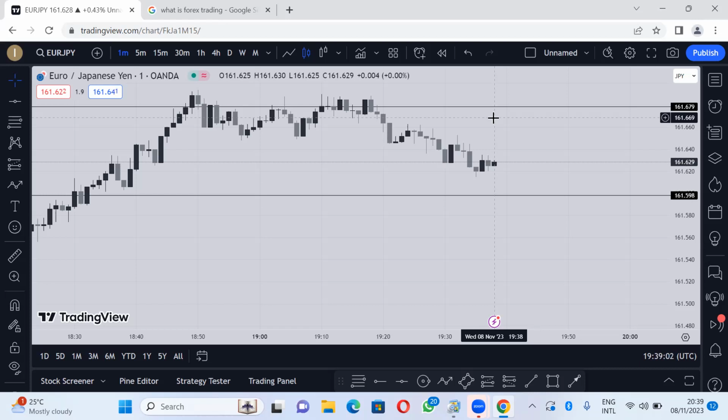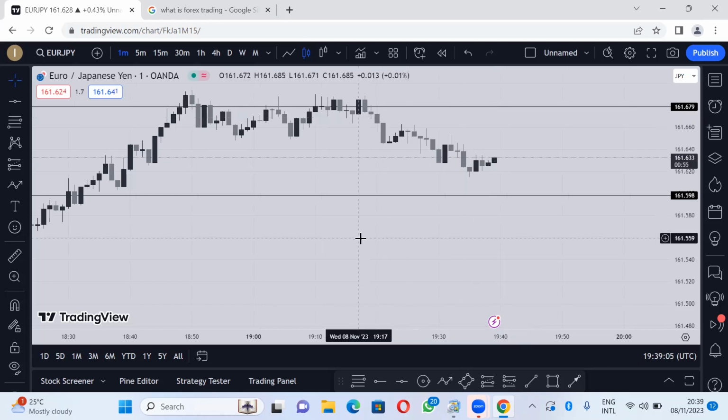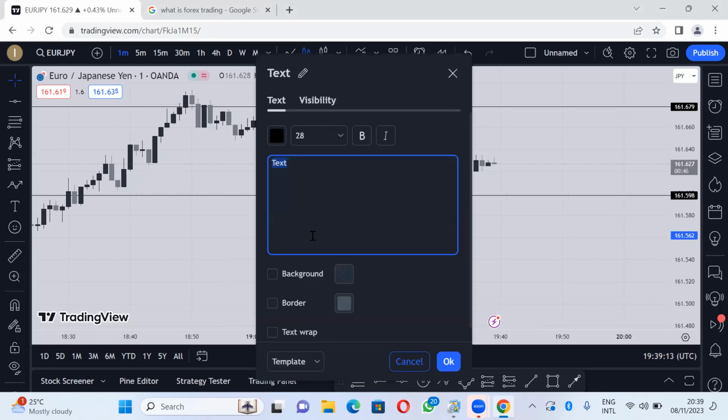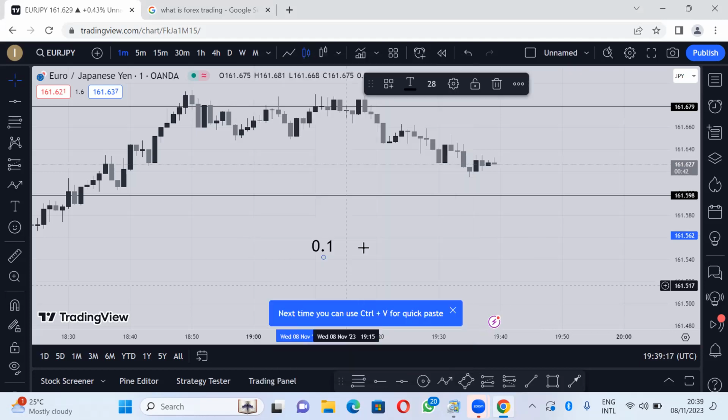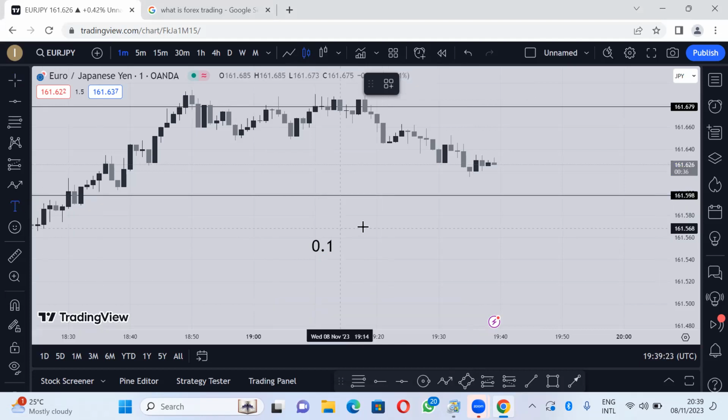Lot size. Now, what is lot size? Lot size comes like this in the market. Let me write. Lot size comes like you see 0.1, which is the mini lot size. Okay, 0.1. And then you see another one.